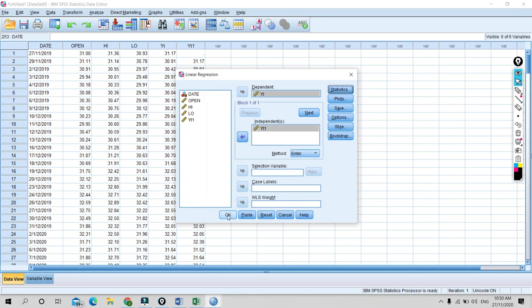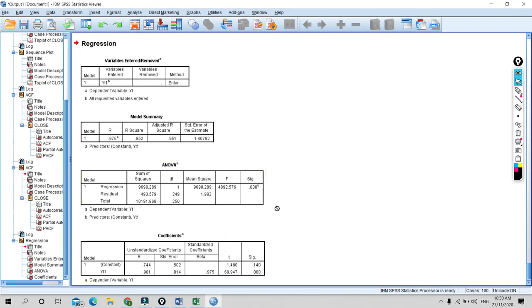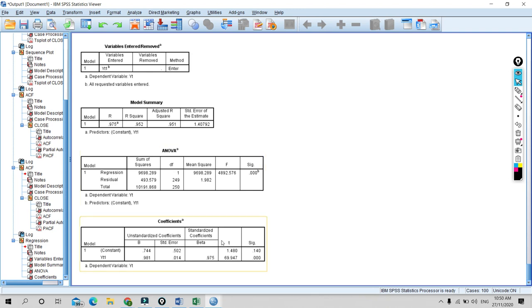Y hat is phi 0 plus phi 1. This is your phi 0, and here is your phi 1. Phi 0 and phi 1. So this is how we write the model here.